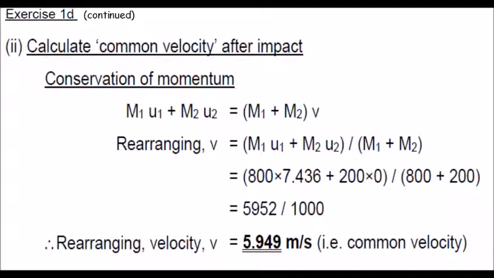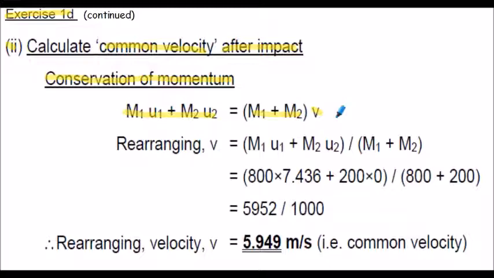Exercise 1D continued. Part 2. We're now going to calculate the common velocity after impact, and to do that we'll apply the conservation of linear momentum. So our momentum equation is m1u1 plus m2u2 is equal to m1 plus m2 multiplied by the common velocity v. We're assuming here, as stated in the question, there's no rebound, so as the hammer hits the pile, both are joined together and will move down into the ground. But at this particular point, we're just considering the impact itself.